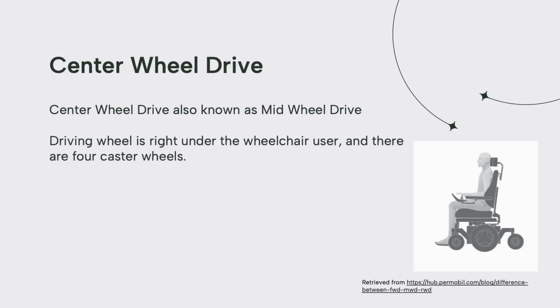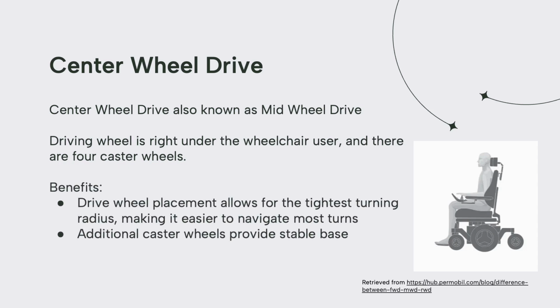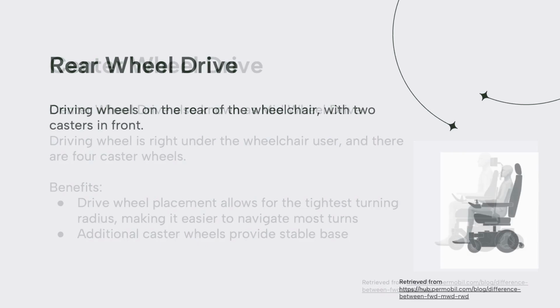hallway. A center-wheel drive wheelchair, also known as mid-wheel drive, has the driving wheel right under the wheelchair user, and there are 4 caster wheels, 2 in front of the driving wheels and 2 behind. Benefits of a center-wheel drive wheelchair include the following. The drive wheel placement allows for the tightest turning radius. As such, they can easily navigate most turns in the home. Additionally, the 4 caster wheels help provide a stable base.